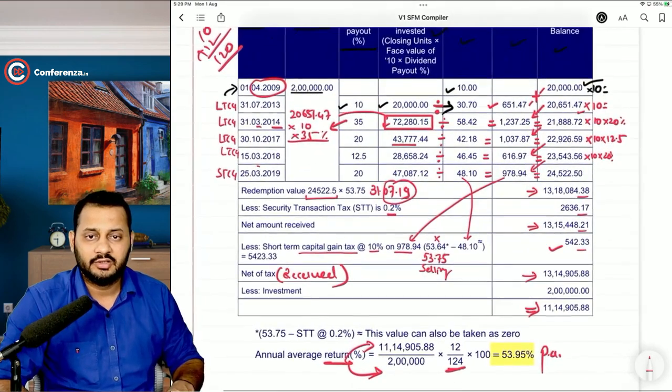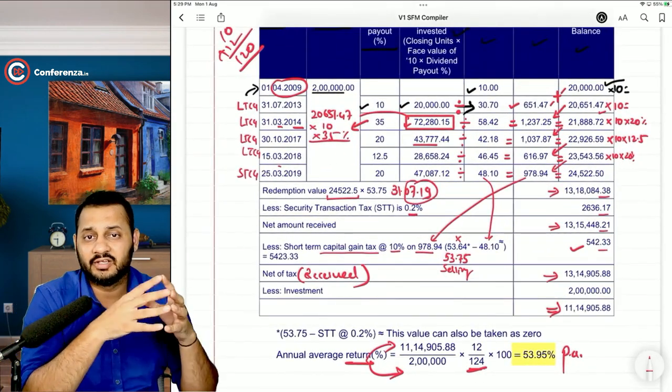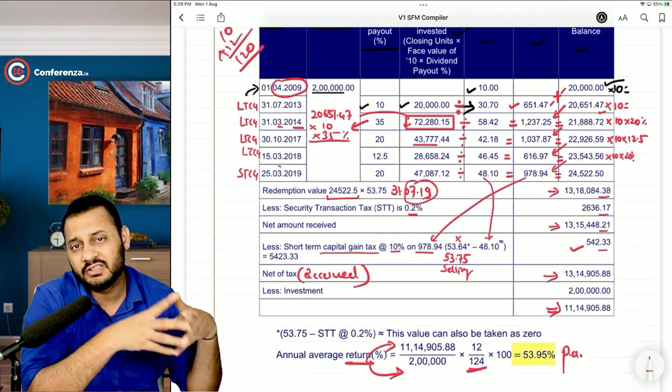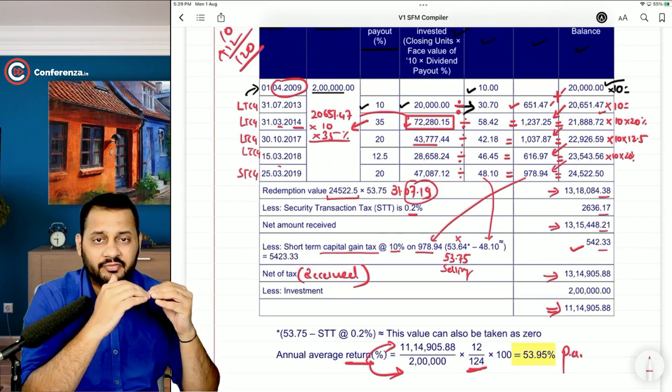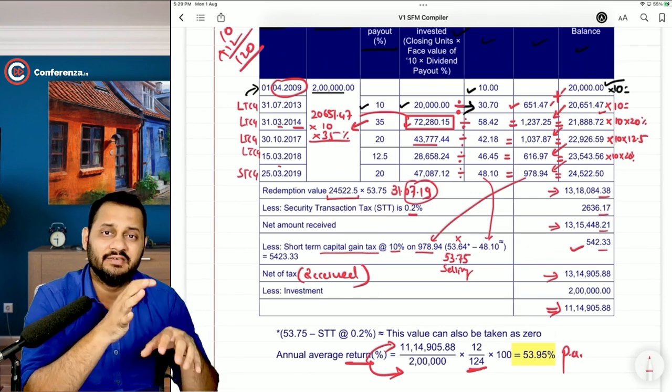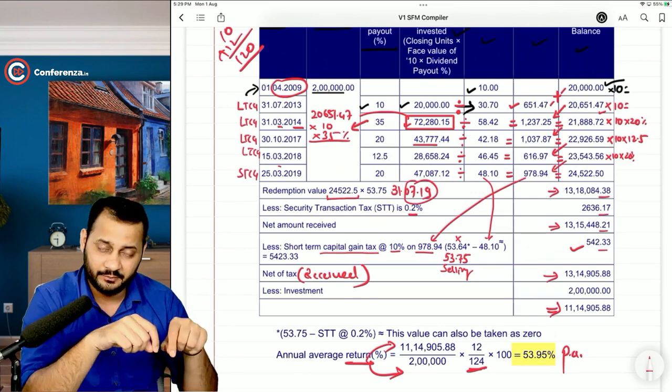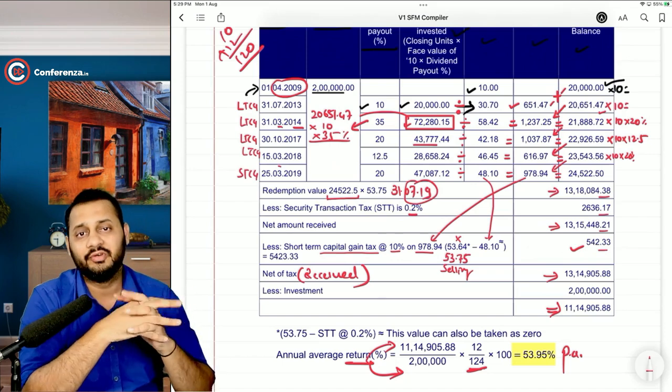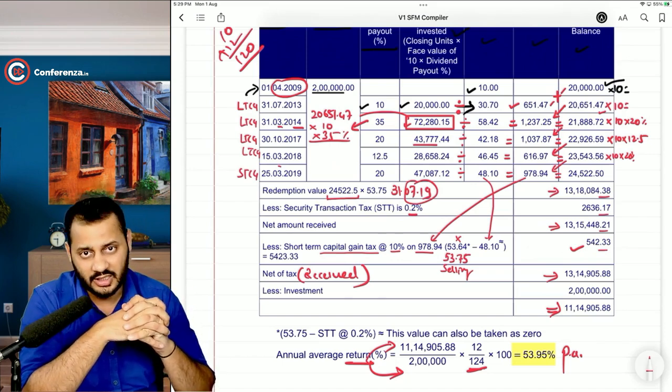Did you get that? So this is the dividend reinvestment plan. What happens in the dividend reinvestment plan is, at different dates the dividend is declared by the mutual fund and the same is reinvested back at that date's NAV to increase the number of units that you are holding in your account.